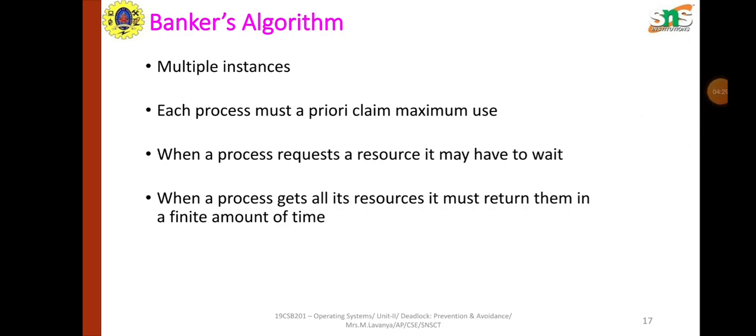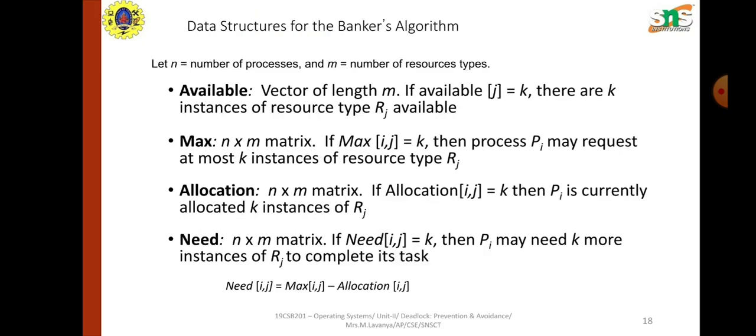For multiple instances of resources, Banker's algorithm is used. In this, each process must have a prior claim edge, and a process requesting resources may have to wait because the resource instances are already allocated to another process. It must wait its turn in the waiting queue, and after that resource is released, it can be utilized by the requesting process. When a process gets all its resources, it must return them in a finite amount of time after completing the execution of that process. That was explained in Banker's algorithm.